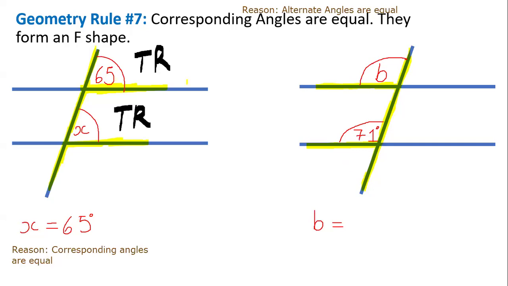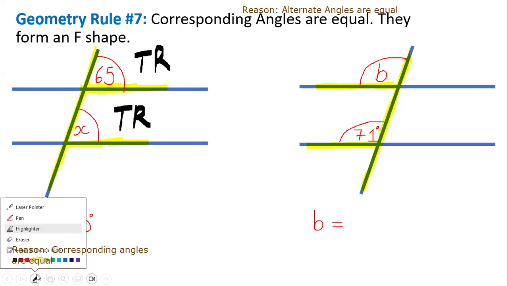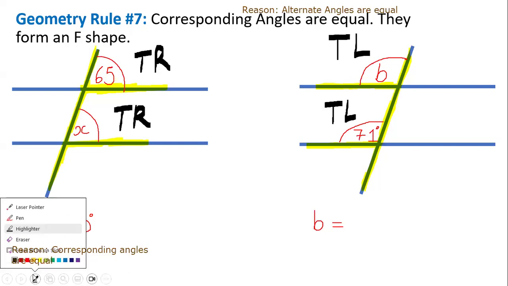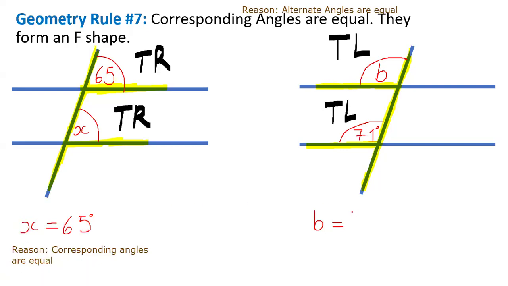And also, you know what gives it away too? This is to the top what? Top left. And this is what? Also top left. So like the hashtag sign without the rest. That's a good point. So that means that B is equal to what? 71 degrees. B is equal to 71 degrees.